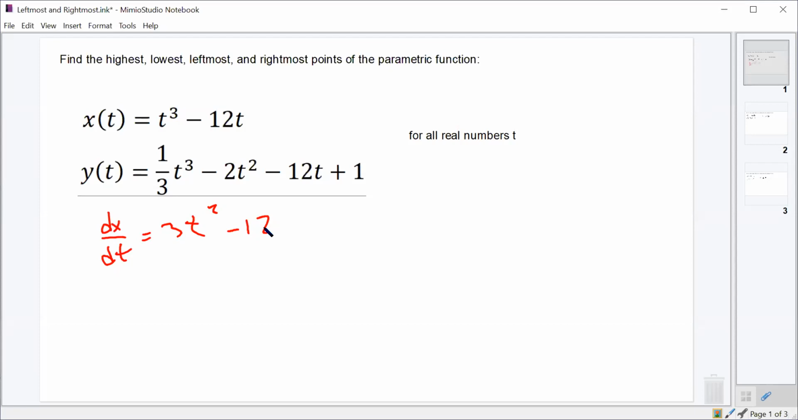Okay. And if we factor out the 3, that becomes t squared minus 4. That gives us t equals plus or minus 2. Is where it should be at its right or leftmost, potentially. What do we need to do with that? Make a sign chart. Yep, -2 and 2.